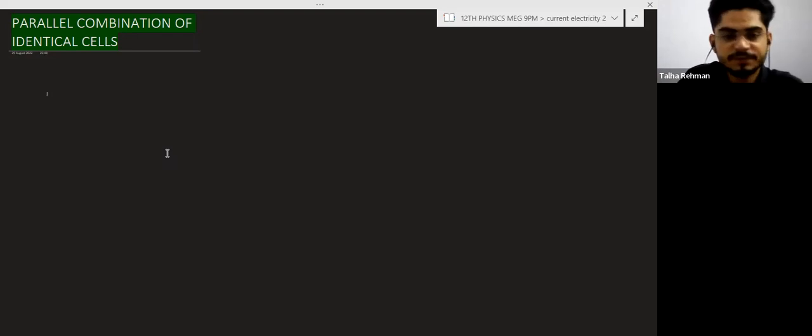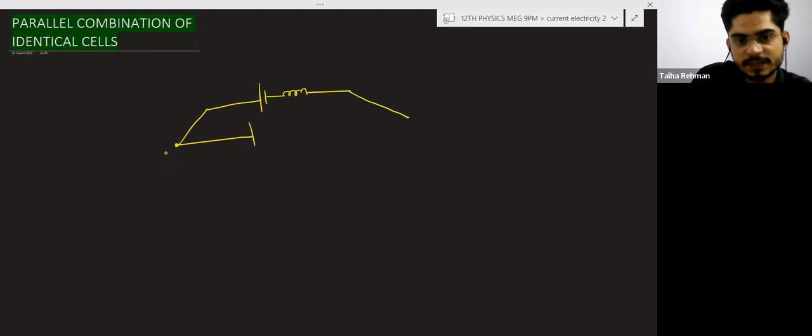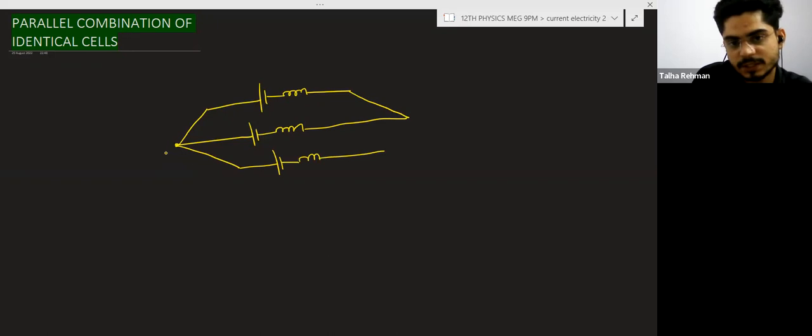So parallel combination, we already know, in parallel combination the potential difference is the same, or the voltage is the same. So now cells will be connected like this. Suppose one cell is this, and this is the internal resistance of the cell. Another cell is this, and suppose this is the internal resistance of the cell. Another cell is this. Suppose this is the internal resistance of the cell. And in this way, you have connected n number of cells.